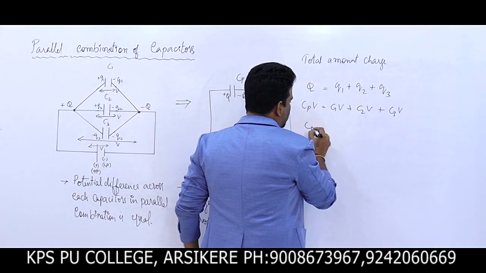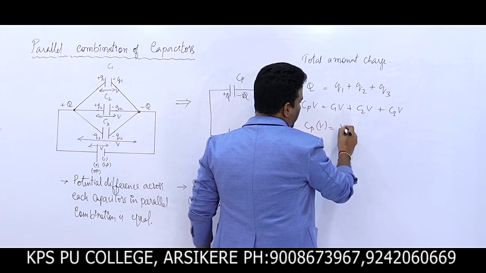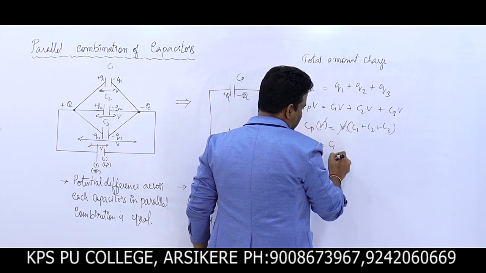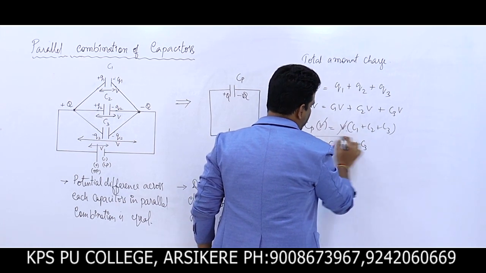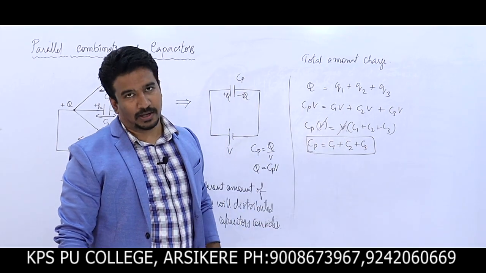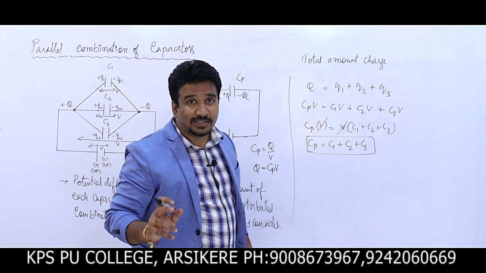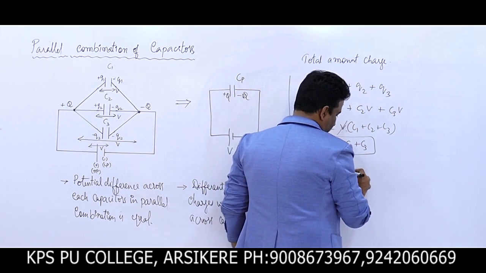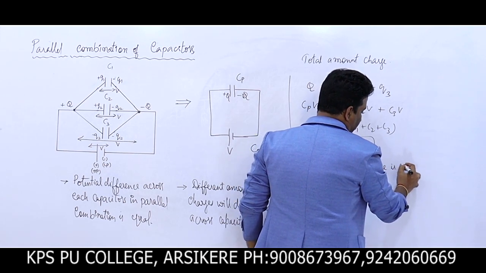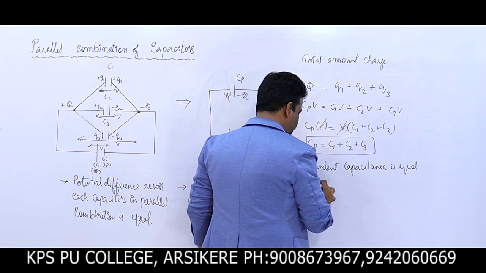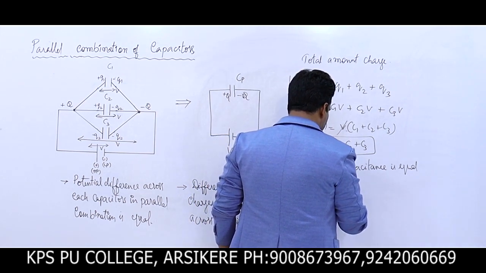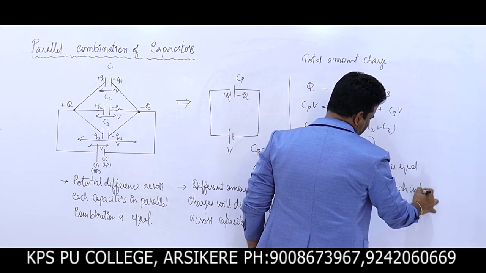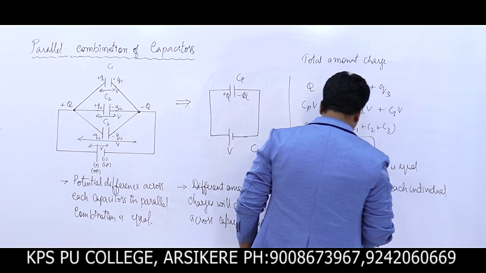So now we take V common. Cp into V is equal to V into C1 plus C2 plus C3. So V gets cancelled. So the equivalent capacitance in the parallel combination is equal to what? Sum of the capacitances of each individual capacitor. Let us write it. Equivalent capacitance in parallel combination is equal to sum of capacitances of each individual capacitor.